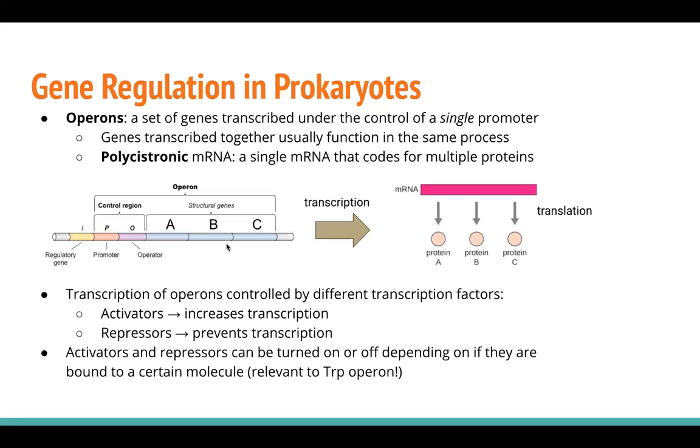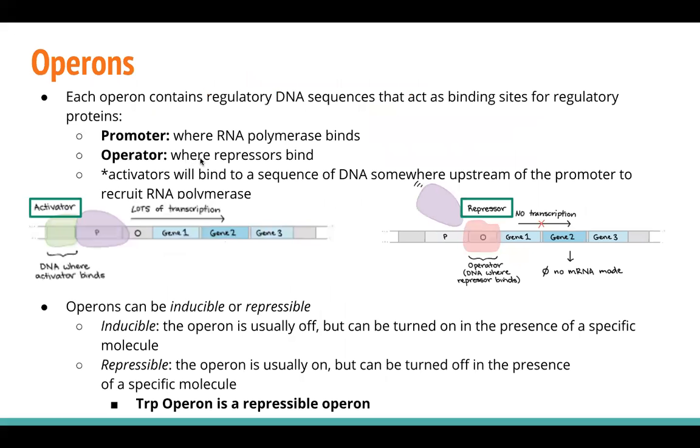So the transcription of operons is controlled by different transcription factors. You have activators or repressors. Activators increase transcription rates and repressors prevent transcription from occurring. And they can be turned on or off depending on what certain molecule they are bound to, which we will talk about with the trp operon. This will make a little more sense when we use the example of trp. You can go to the next slide.